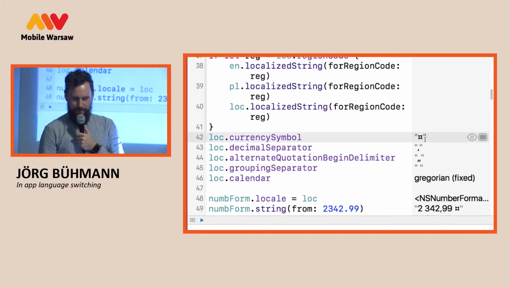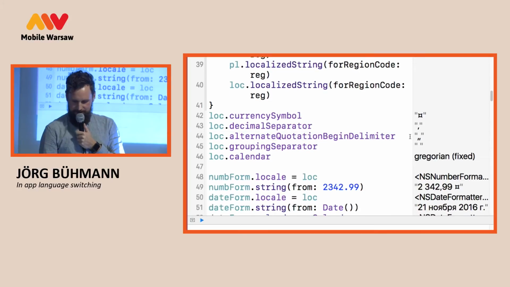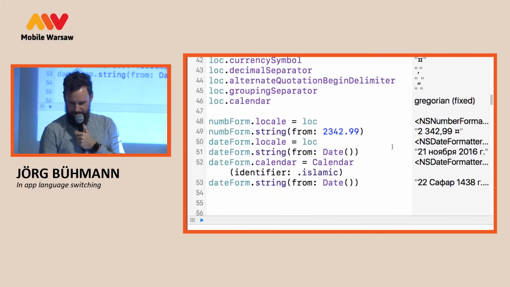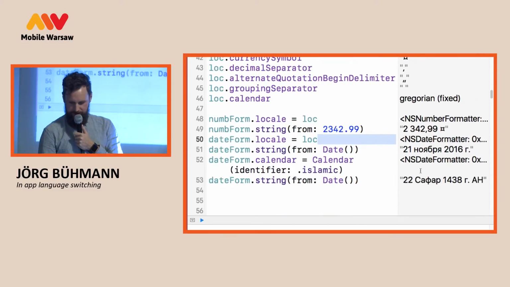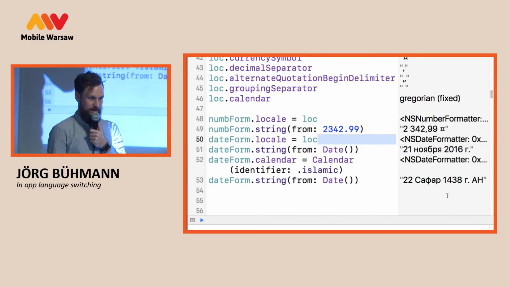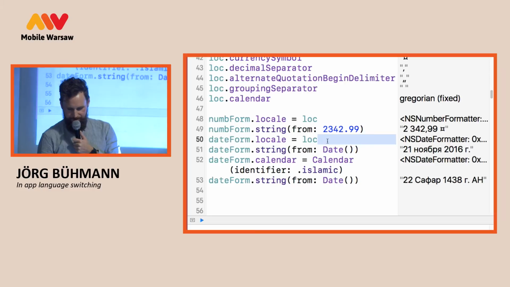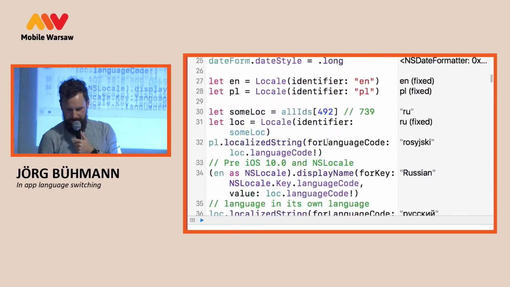So the currency symbol is apparently missing. Looks like we see the decimal separator is different, and also the Islamic calendar in Russian looks like this. And you see it's like 4038 in the Islamic calendar. Okay, try another one.